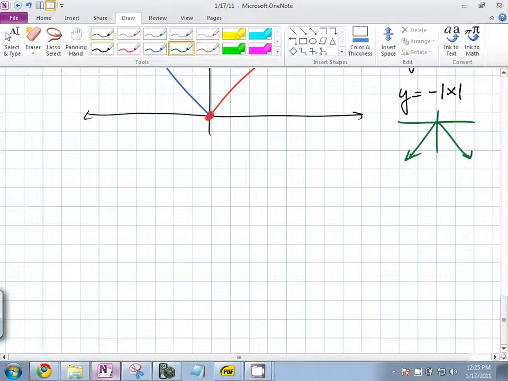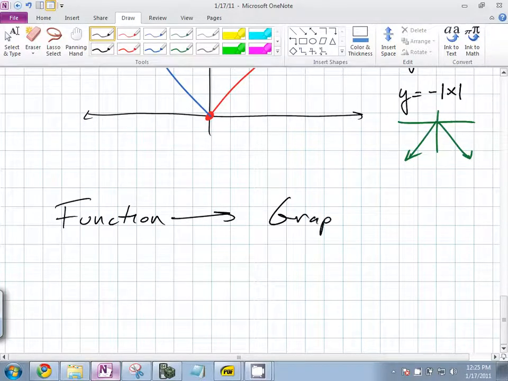You need to be able to do 2 important things with piecewise functions. You need to be able to go from the function to the graph. That's the first thing you need to do. So, for example, let's say I gave you this.